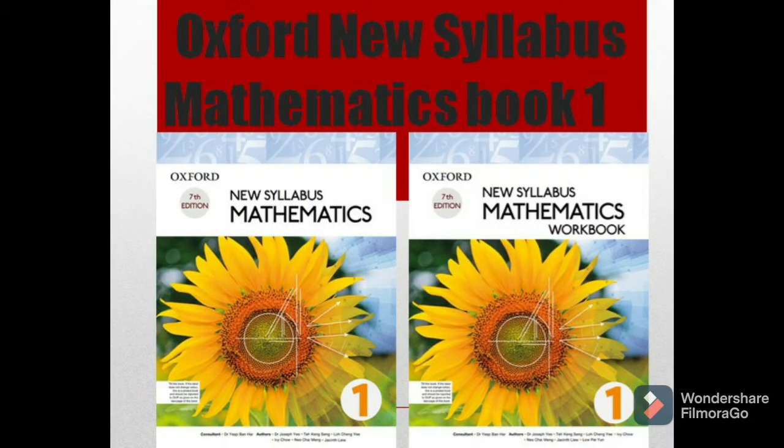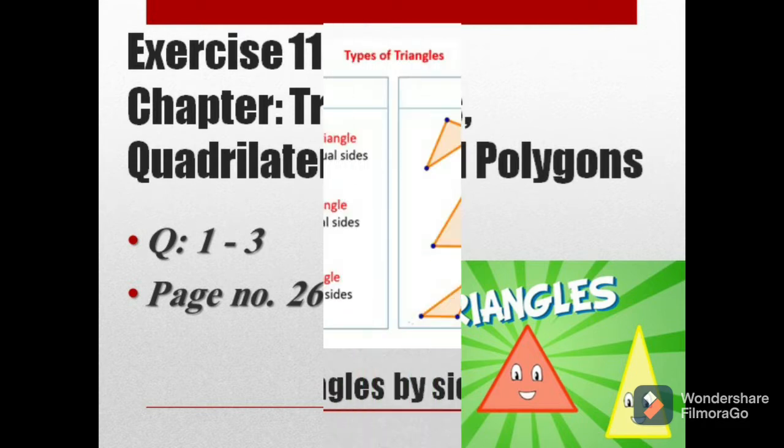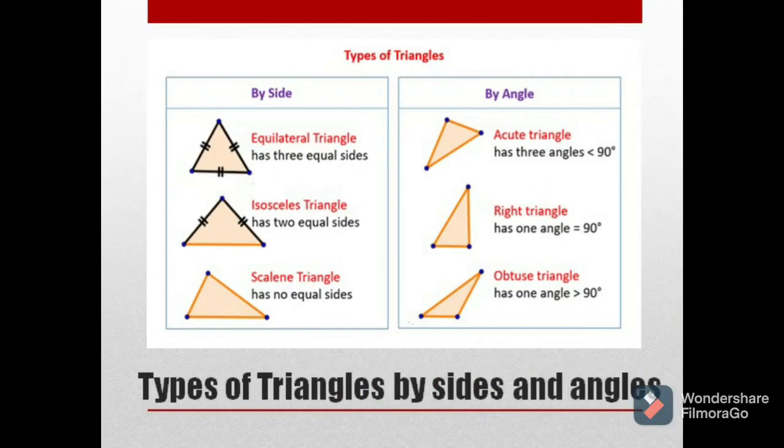So today I'm going to explain some questions taken from Oxford New Syllabus Mathematics Book 1. The exercise number is 11A and the chapter name is Triangles. Before explaining, I would like to make you understand the types of triangles. As you can see in the picture, there are triangles by side and by angle: equilateral triangle, isosceles triangle, scalene triangle, and by angle, acute triangle, right angled triangle, and obtuse triangle.